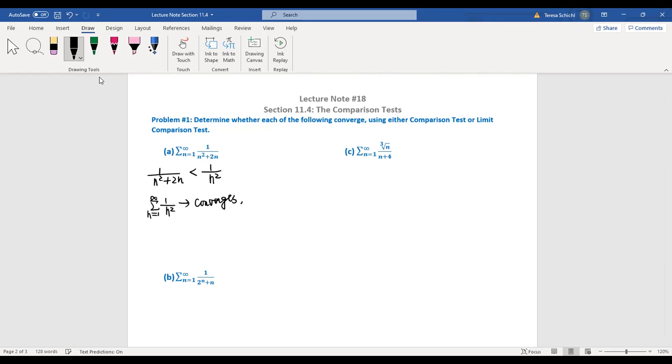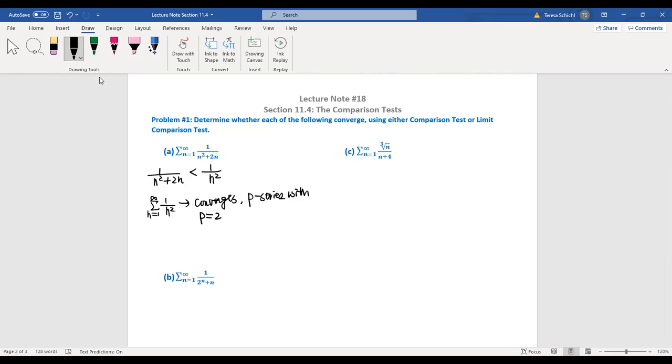Right? Why does this converge? Because this is a p-series with p equal to 2. We know when the p-series has p greater than 1, then it converges. And now every term is less than that, right? Less than 1 over 2.